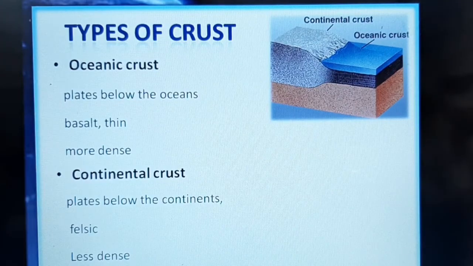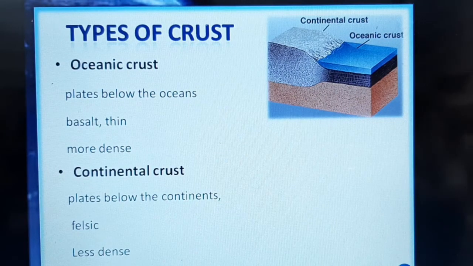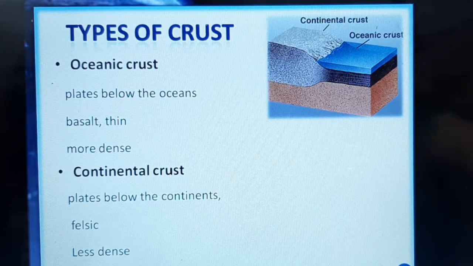Going towards the type of crust, or the topmost layer of the Earth, there are two types: oceanic crust and continental crust. Oceanic crust, as the name suggests, is below the ocean, and continental crust is the plate below the continent. Oceanic crust is thin but is more dense than continental crust because it contains basaltic rocks. Continental crust is less dense compared to oceanic crust because it contains felsic rocks.